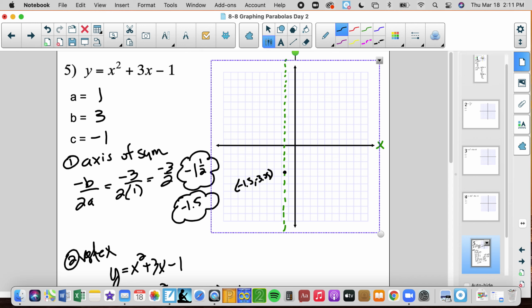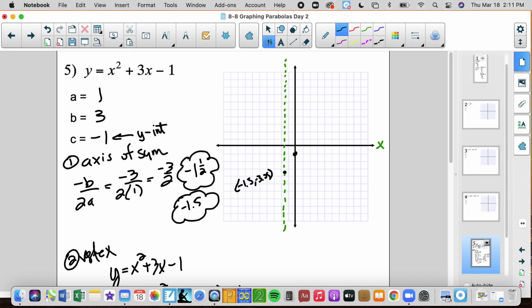Now, I'm going to plot my y-intercept. My y-intercept is my c value. So at negative 1, now how far is that from the axis of symmetry? Well, we've got a half here, and then we've got a whole there. So it's 1.5 away. So I'm going to go 1.5 away over there, and it takes me to that location. This is 0, negative 1. Remember, all mirror points will have the same y value, different x values.